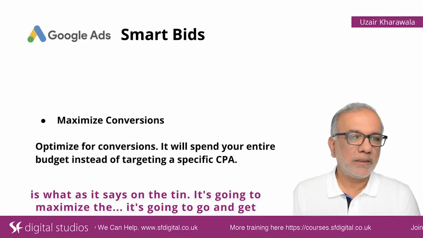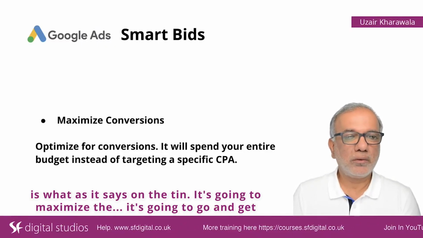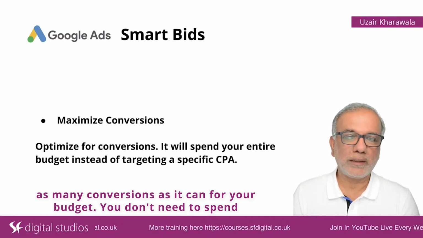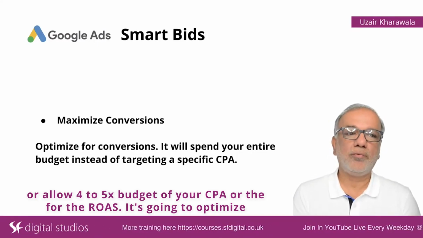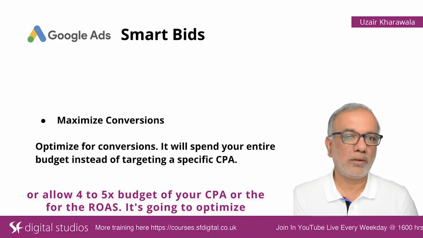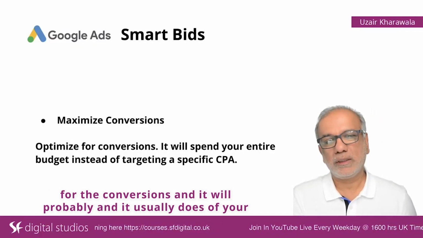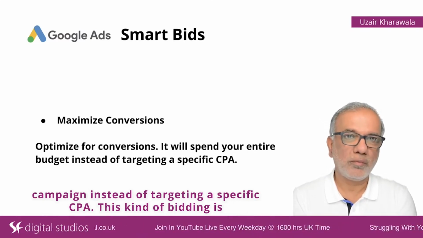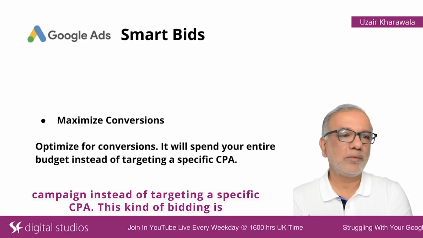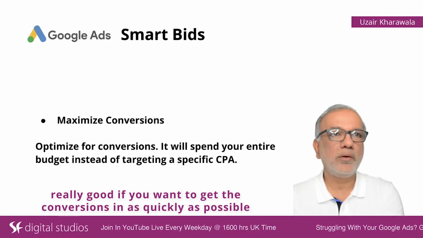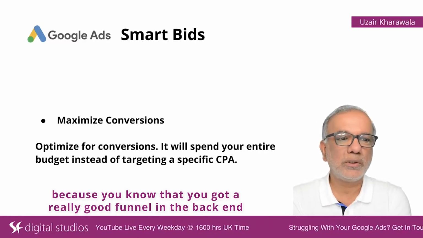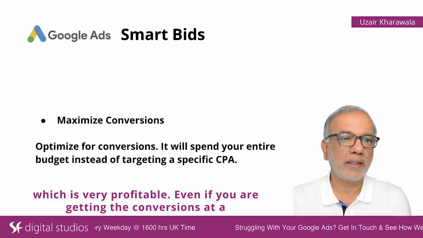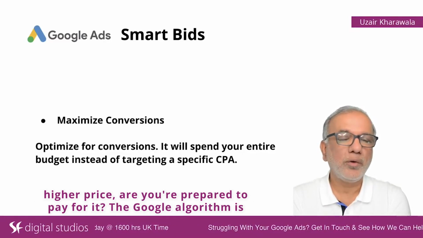Maximize conversions is, as it says on the tin, going to go and get as many conversions as it can for your budget. So you don't need to allow 4 to 5x budget of your CPA or the ROAS. It is going to optimize for the conversions, instead of targeting a specific CPA. So this kind of bidding is really good if you want to get the conversions in as quickly as possible, because you know that you've got a really good funnel in the back end, which is very profitable. So even if you are getting the conversions at a higher price, you're prepared to pay for it.